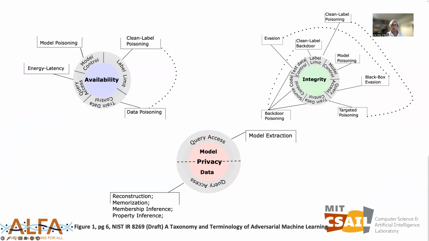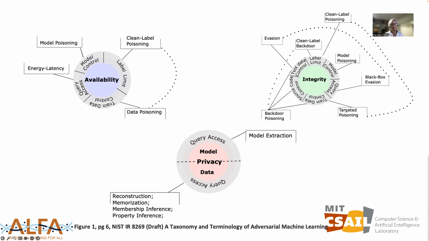This figure from the report separates out core aspects of model availability, integrity, and privacy. Around each core are adversarial threats. For example, model poisoning threatens the availability of a model. Black box evasion threatens its integrity, and membership inference is a threat to the privacy of a model's data. I expect that everyone here at this workshop is able to place their current and past work in these contexts.